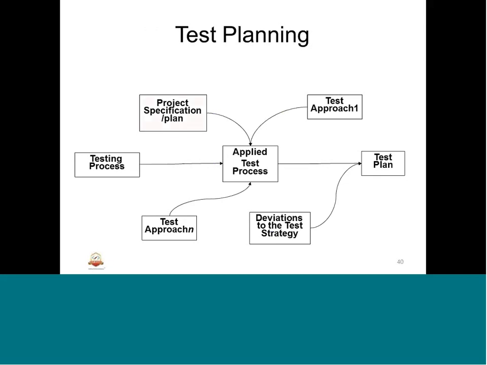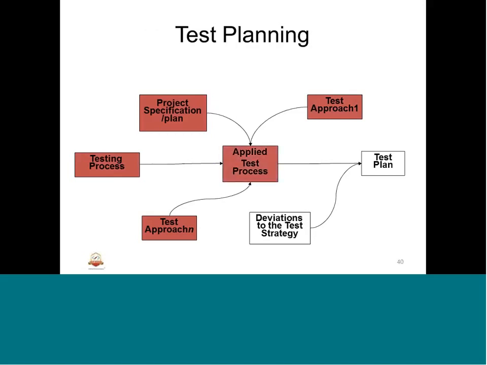So we will start with the specification plan. We will write the approaches, multiple approaches. Then we will apply the testing process covering all these aspects. Then specific to the test plan, there is an applied test process resulting in a test plan. If there are any deviations, that needs to be highlighted. That is called deviations to the test strategy. Finally, we will come up with a test plan.